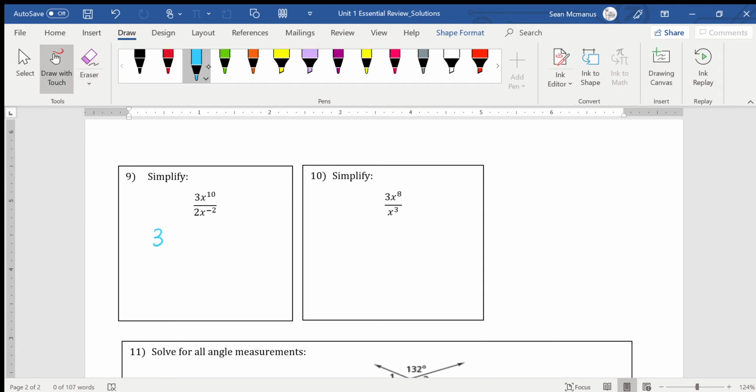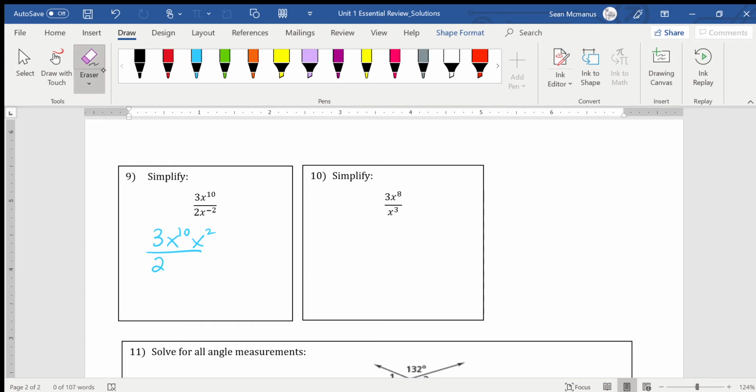So I would have 3x to the 10. I didn't do anything on the top yet. And then I have 2, and then this x to the -2. I don't want it negative on the bottom. I want to move it to the top and make it positive, right? And then it disappears from down here.